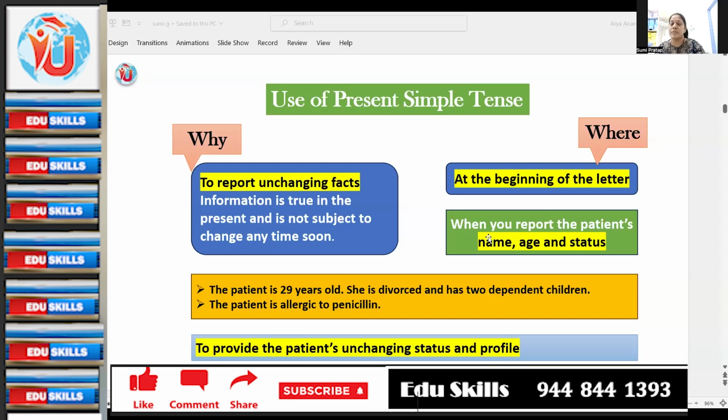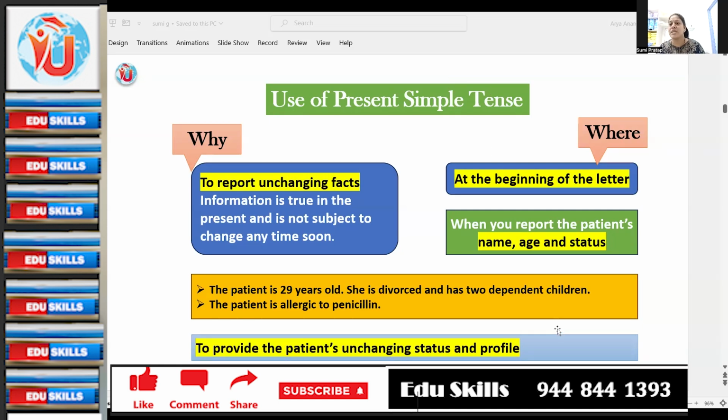And this is the one: in the introduction paragraph we have to write like this: the patient is 29 years old. She is divorced and has two dependent children. Okay, so this is present simple tense. As for two children, this is a fact, and it will not change soon. And we can use present simple tense also when we are talking about now. Like two dependent children, it will not change. Maybe yesterday she was born and today she is alive, tomorrow also she will be alive.